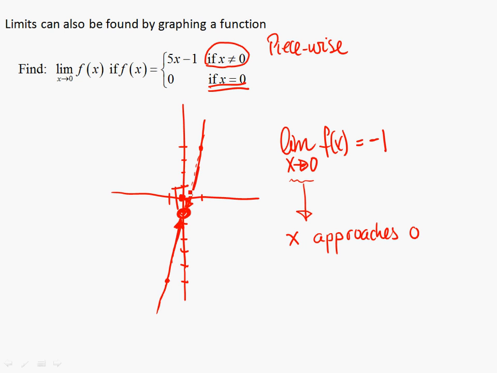So even though the function's defined at 0, it's 0 at 0, the limit here is going to be a -1. Are you guys okay with that? Okay, and this is sort of the key point I'm trying to make: you have to look both from the left and from the right. The left would be numbers less than what we're interested in. Does that make sense? And from the right means we're looking at numbers that are more than what we're interested in.